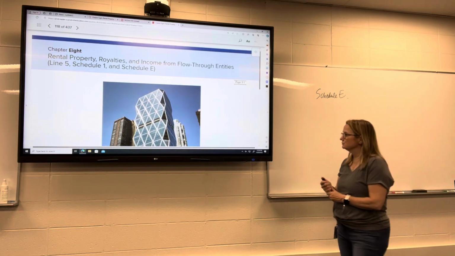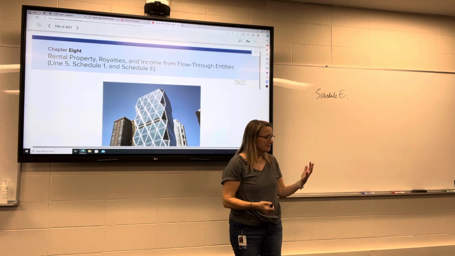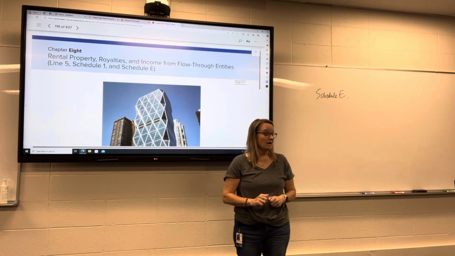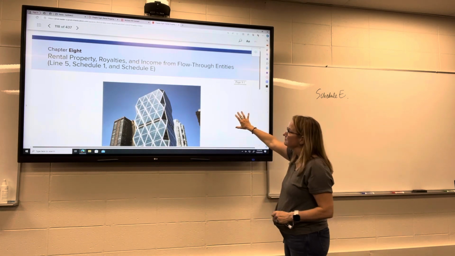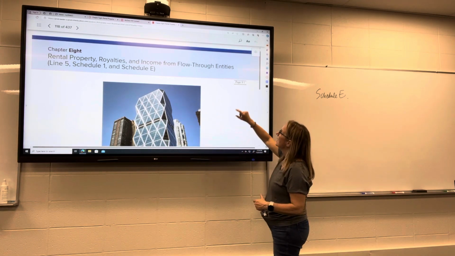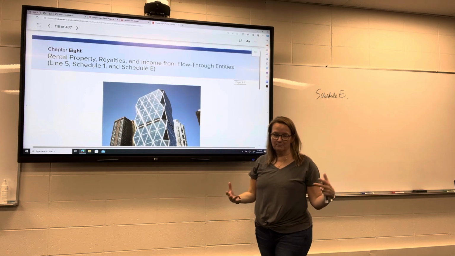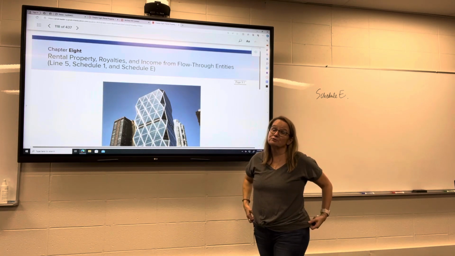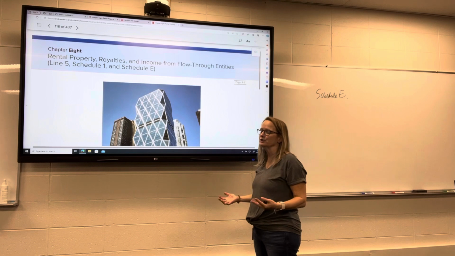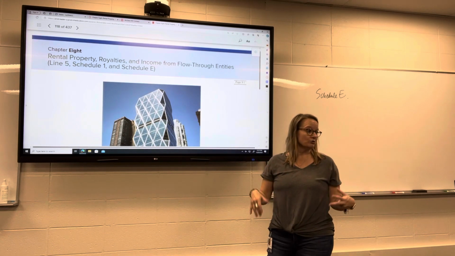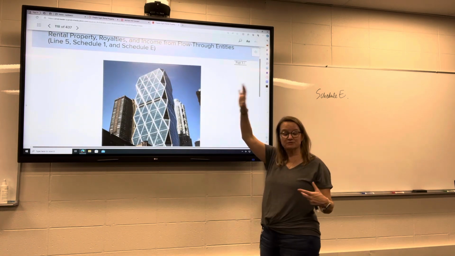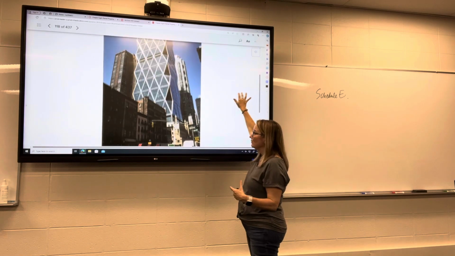This particular chapter is going to incorporate a lot of the information that you already know from chapter 6, because rental properties is what we're mostly focusing on here. Royalties is a very tiny little topic in this chapter. Flow-through entities isn't all that complicated either. They can be complicated when you are actually filing the tax returns for them, but when you're reporting the income that an owner receives from them, it's not quite as complex.